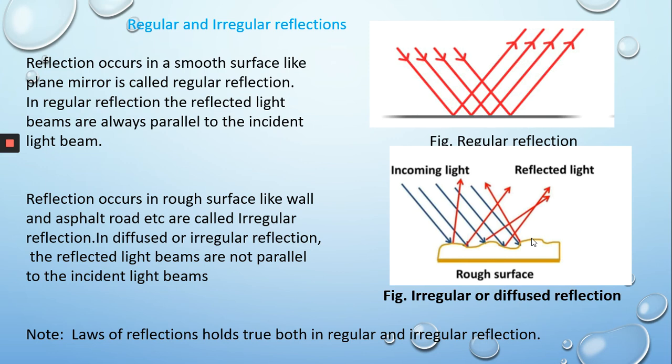Most of the things we see around us, we see because of the diffuse or irregular reflection of light. So why is there irregularity in their surface? There are some tiny imperfections on the surface of the materials. One of the very important points that we have to know is that the laws of reflection hold true in both regular as well as irregular reflection.